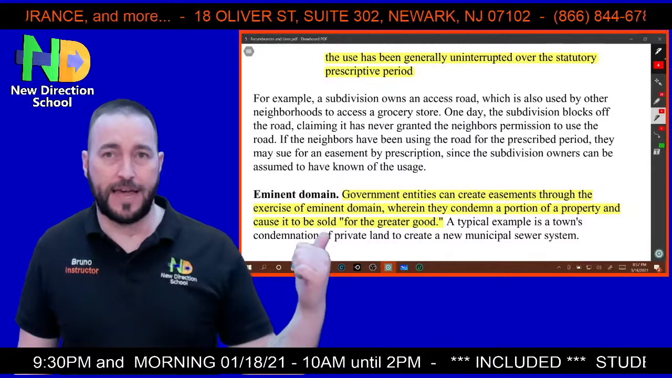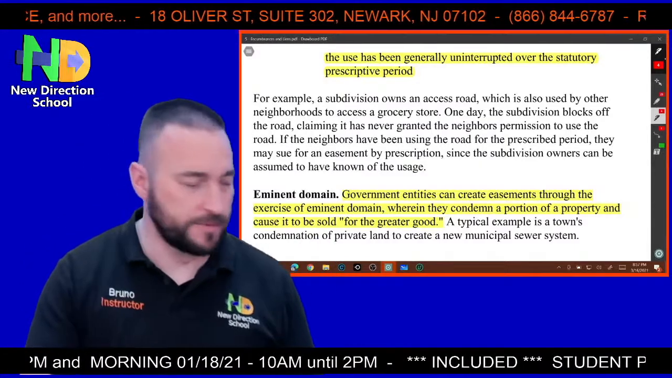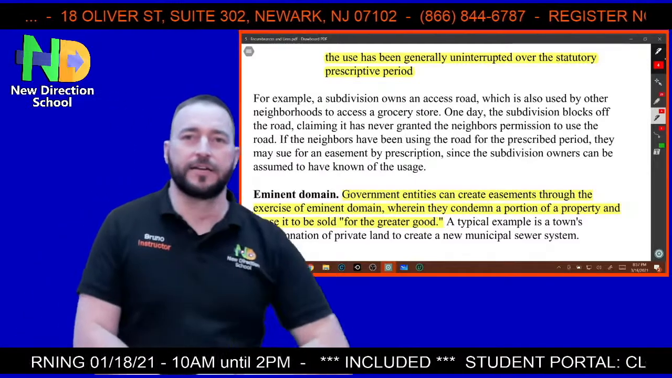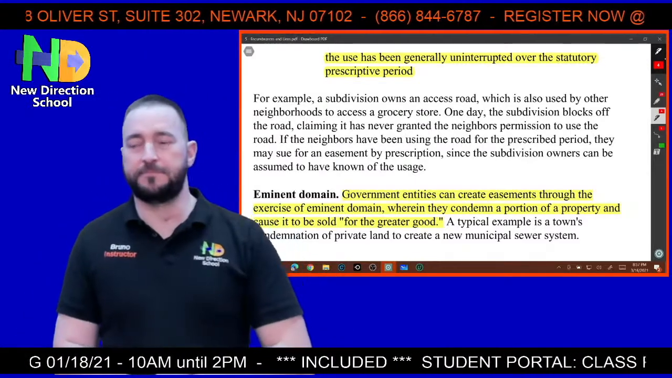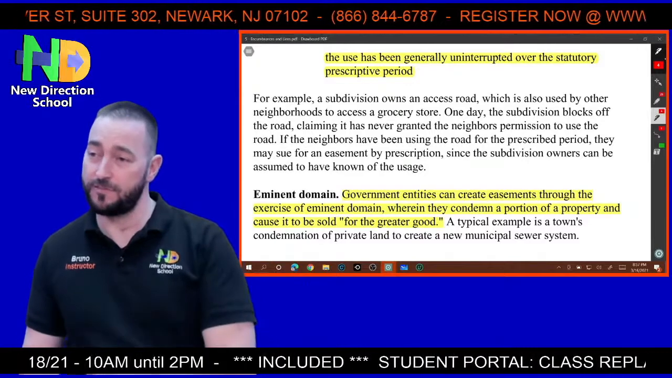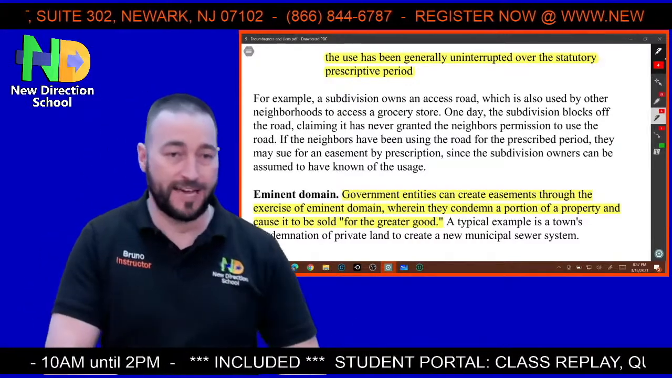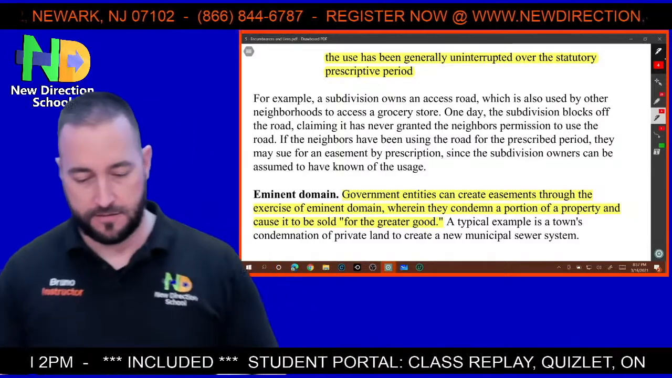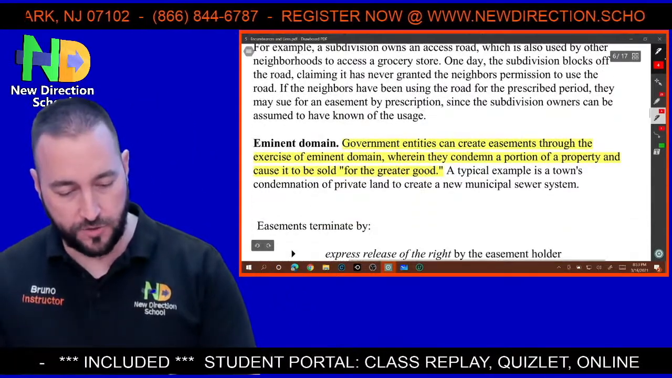The next one, eminent domain. Okay, so somebody mentioned yesterday about eminent domain, right, Ron? Okay, so eminent domain means government can take the property away from you. They have the right to take the property from you. But it has to be for greater good.